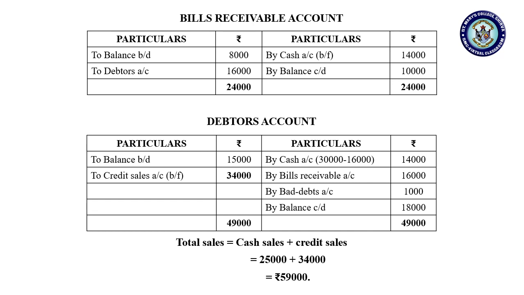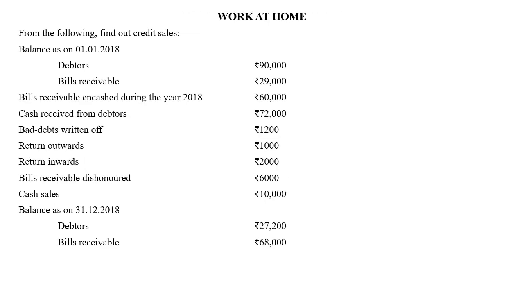Okay, so this is illustration number 4. You have one homework problem. First you take down the homework problem. The instruction will be given later. So this is your homework problem. From the following, find out credit sales.